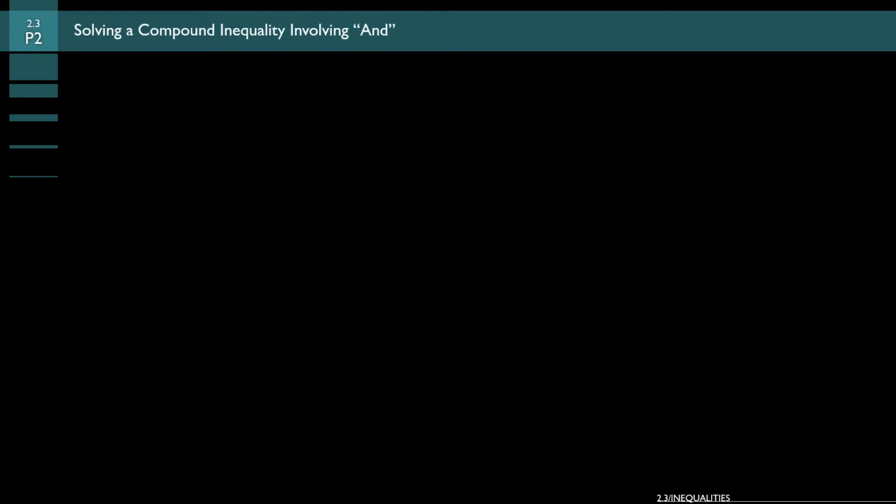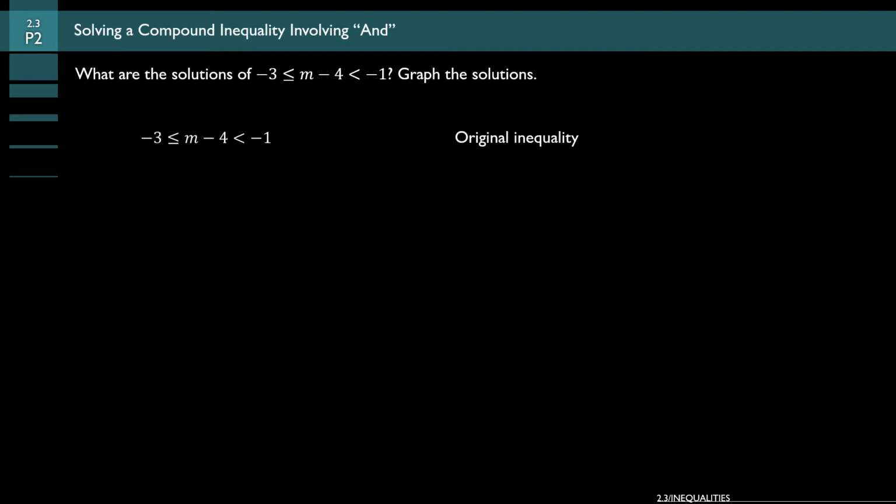In this problem, we're going to go ahead and solve a compound inequality involving and. So what are the solutions of negative 3 is less than or equal to m minus 4 is less than negative 1? Again, graph the solutions. So write out the original inequality. Negative 3 is less than or equal to m minus 4 is less than negative 1.